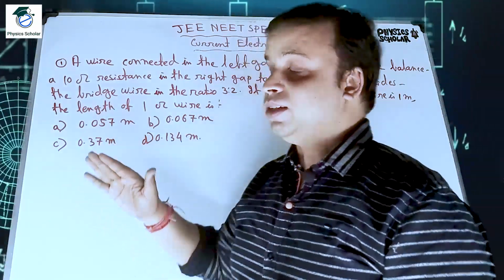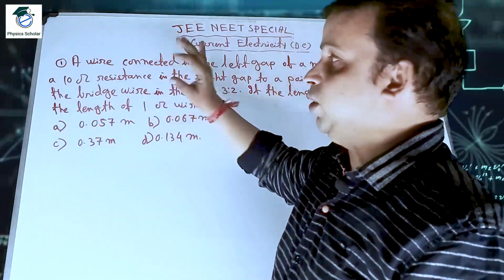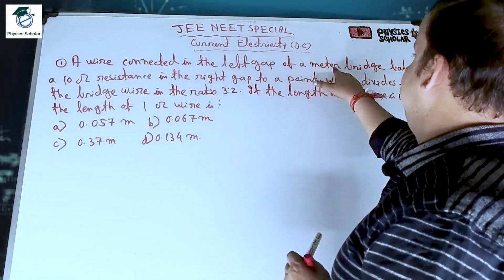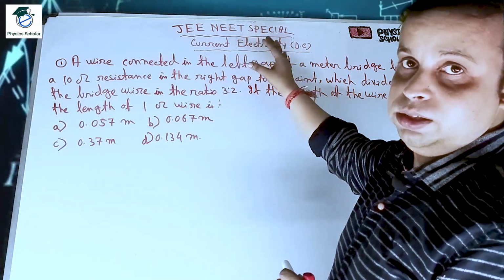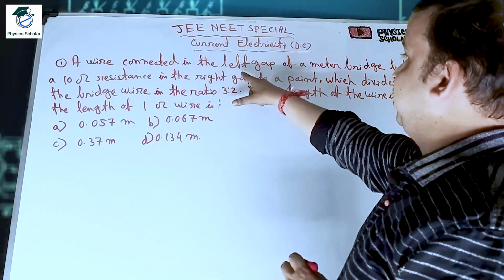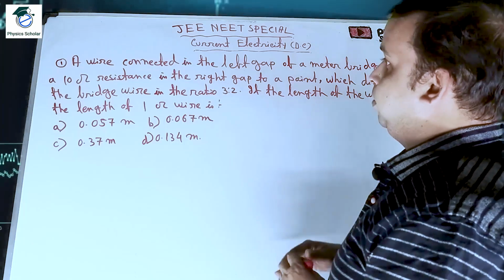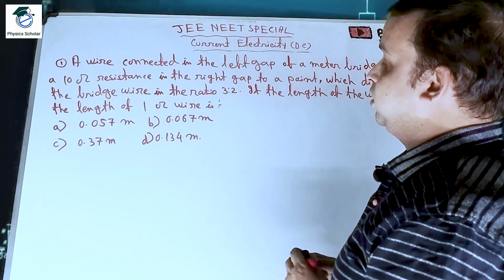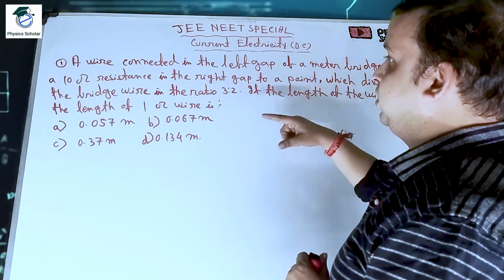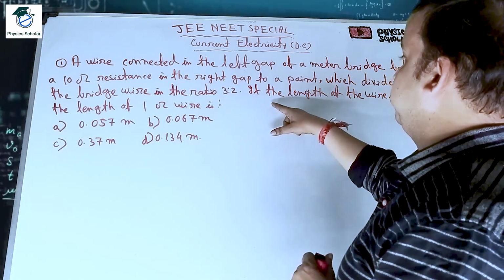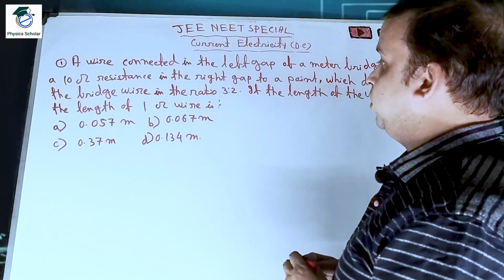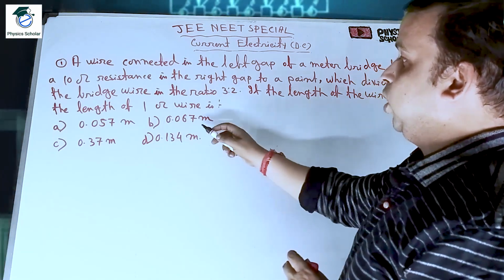Now let us move to problem number 1 of today's episode. We are solving a problem from the Wheatstone bridge, the meter bridge. A wire connected in the left gap of a meter bridge balances a 10 ohm resistance in the right gap at a point which divides the bridge wire in the ratio of 3:2. If the length of the wire is 1 meter, the length of 1 ohm wire will be? Four options are given.